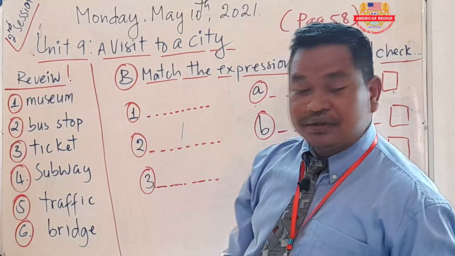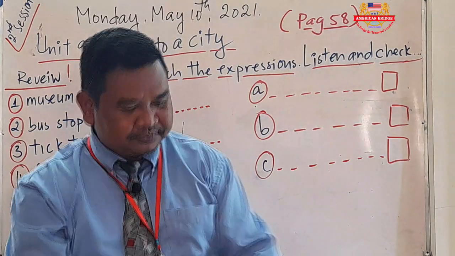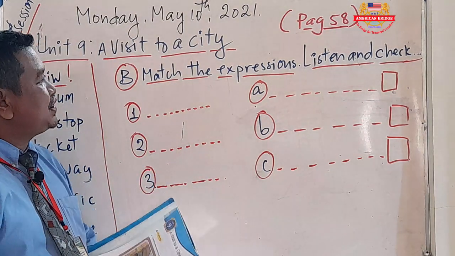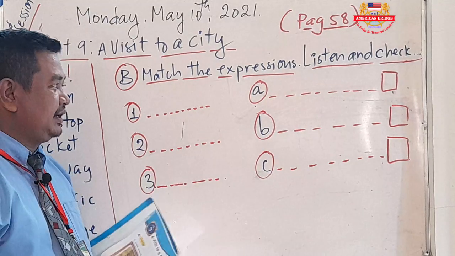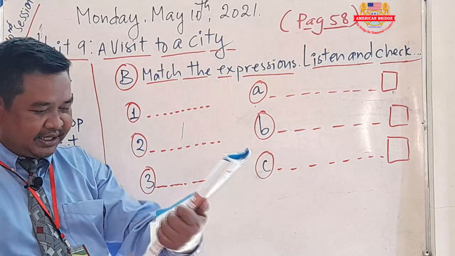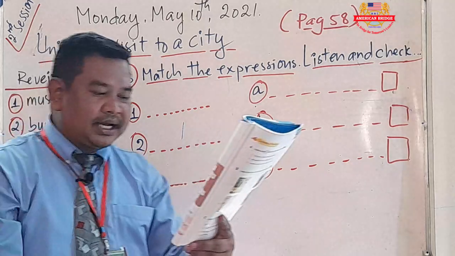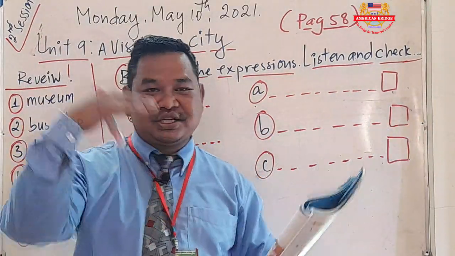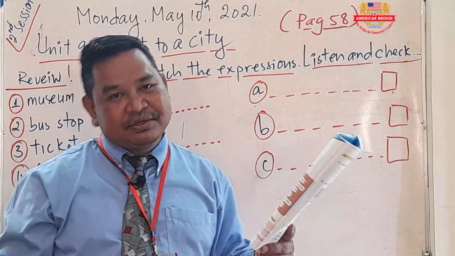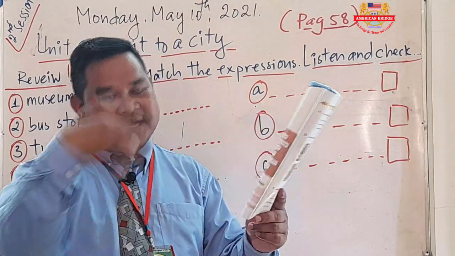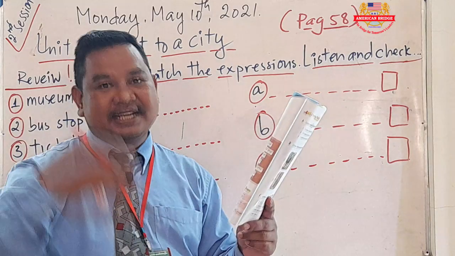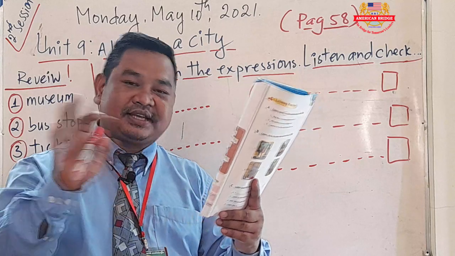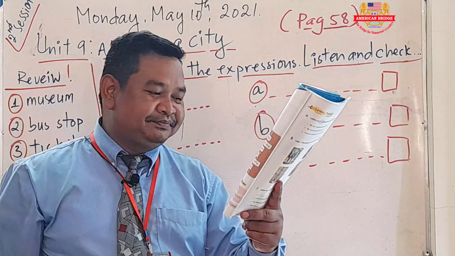So now it's time that you move to part B, okay? So student, here we have part B. Match the expression and listen and check. Listen and check your answer here. Okay, so number one, how many tickets do you need? Related to the ticket that I have already mentioned, if you want to get inside the museum or theater, you have to buy a ticket in advance and then you can get inside, okay? Or see some opera or some movie or some statue, long line, okay?